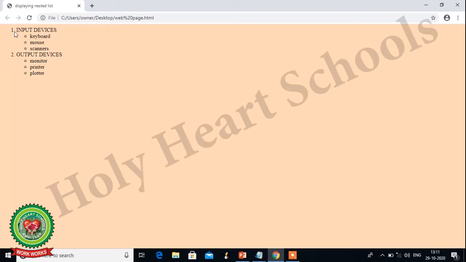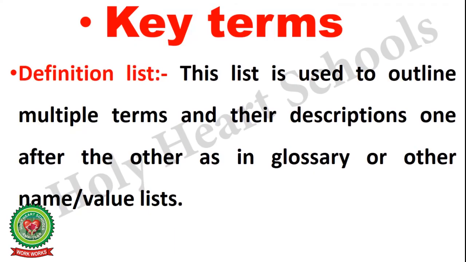Here I have created one ordered list. You can see ordered list with the numbers, and after that under ordered list I have created one sub list that is called unordered list. This is list with bullets. This is unordered list. So this is a nested list. Nested list means if you want to create a list within a list.